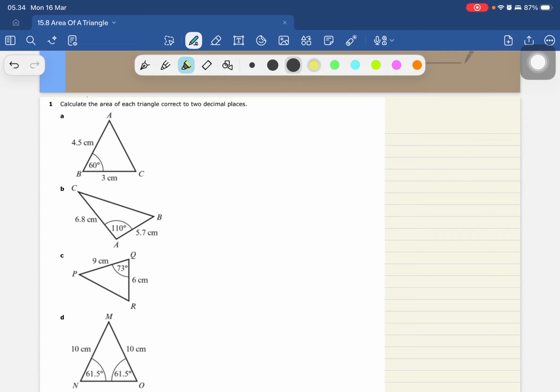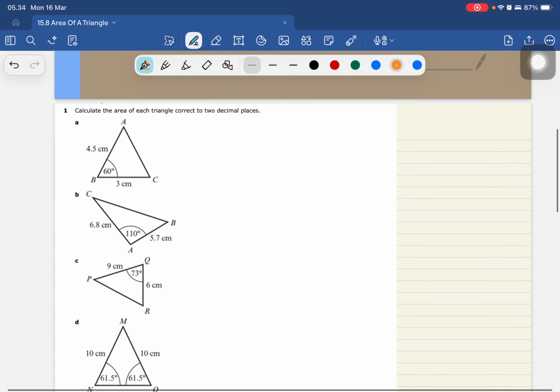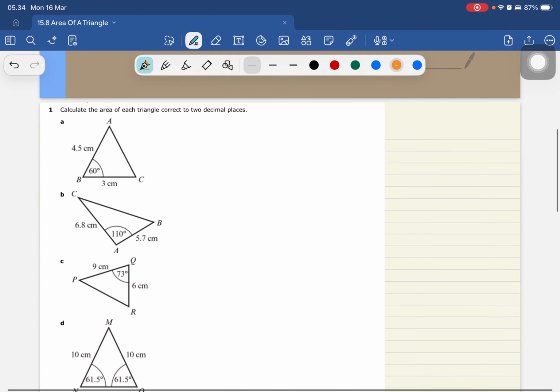Hi, in this question, I'm going to solve practice questions for the area of a triangle. We need to calculate the area of each triangle correct to 2 decimal places. For the area of a triangle, we need 1 angle and 2 lengths, and the lengths must be on either side of the angle. So the area is half of ab multiplied by sine C.